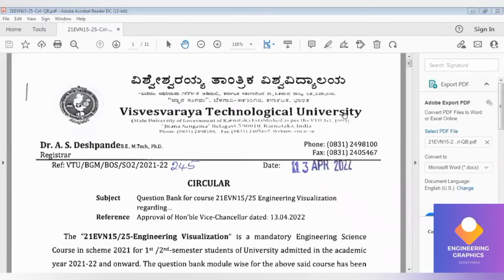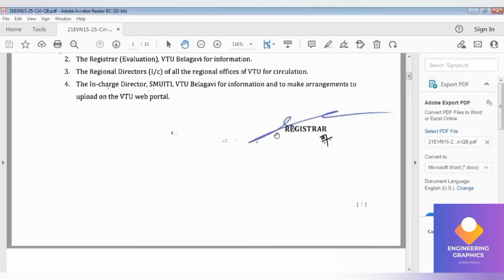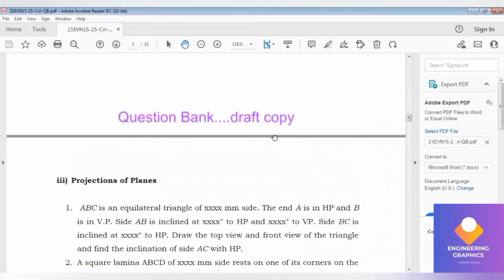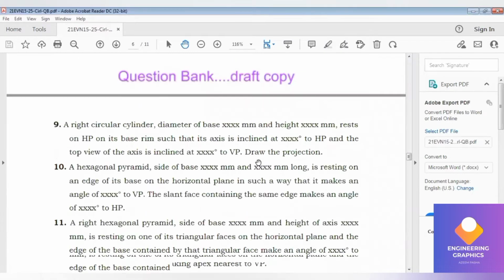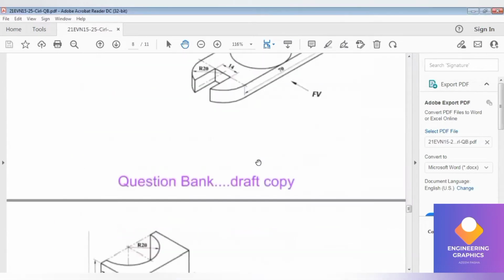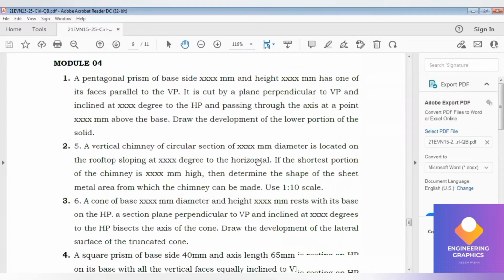Good morning all. This is the VTU question bank for the engineering visualization subject. You can see that it is from the VTU. So we will move on to the development of lateral surface of solids. Okay. So we have completed the isometric.